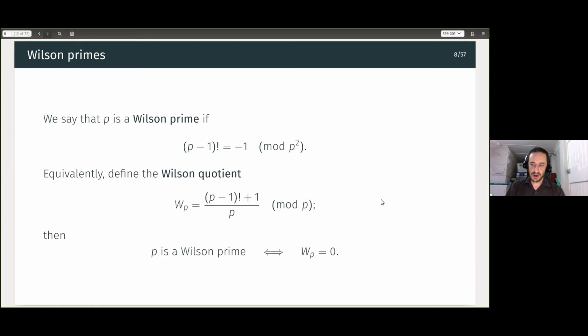A Wilson prime is a very special prime that satisfies the same congruence, but instead of modulo p, it's a stronger congruence. It's modulo p squared, so an extra power of p. Another way to say that is if you form the Wilson quotient, that is, you take (p minus 1) factorial and you add 1, and then you divide by p, that's an integer by Wilson's theorem. And then you look at that quantity modulo p. And if that quantity is 0, then p is a Wilson prime. Okay.